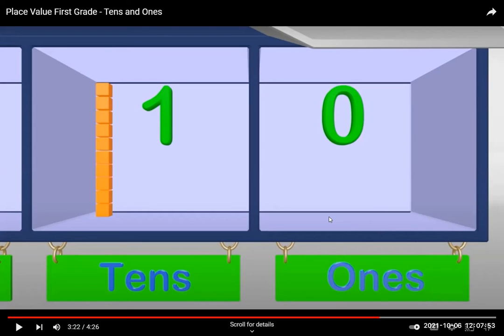What is it, Blake? 11. That's right. So if we were to continually add baby ones, this number would change in the ones place. Great job, guys. We're going to stop.